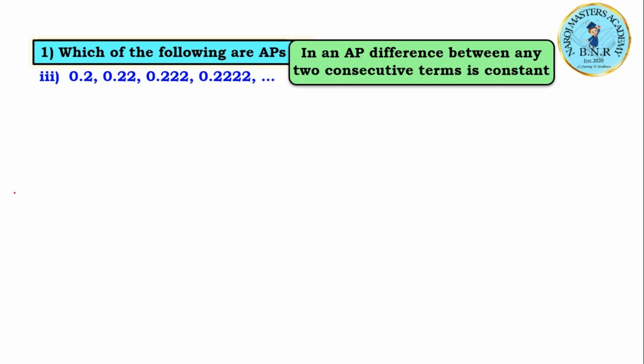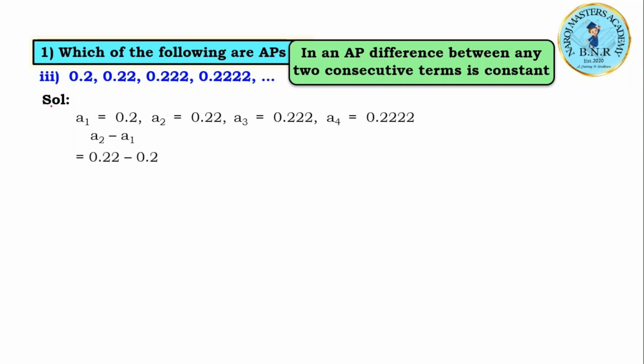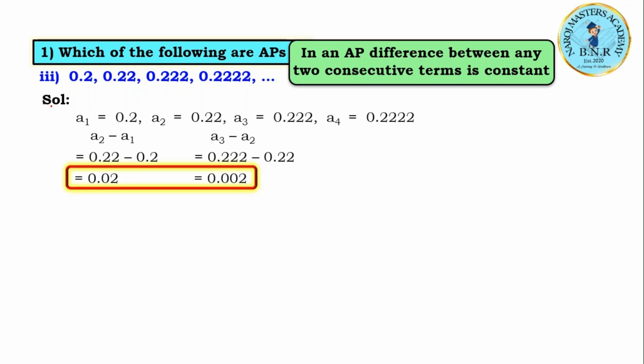Now look at this question. Now it's time for you to solve this question. Our task is to find the difference between any two consecutive numbers. Very good. Now look at here. First list out the numbers and then find the difference between those two numbers. A2 minus A1, 0.22 minus 0.2. So the difference is 0.02. Next one is 0.22 minus 0.22. So the difference is 0.02. So here the difference is not the same, right? So the given series is not an AP.